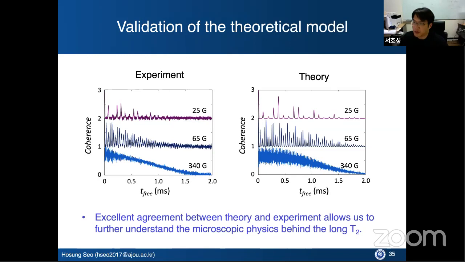No fitting parameters. Exactly. So I would say these kinds of peaks are well reproduced in theory. There are two parts: a rapid oscillating part, and then an envelope decay. T2 means basically this envelope decay. Exactly. And then these sharp peaks, or rapidly oscillating term, is called electron spin echo envelope modulation, and this is due to the precession of nuclear spin. Which is reproduced well in my theory as well.